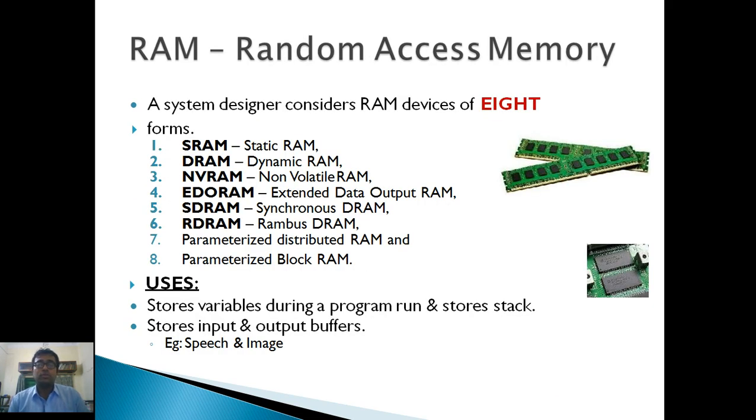So what we have now is known as random access memory. A system designer considers RAM devices of 8 forms. The forms are SRAM, static RAM; DRAM, dynamic RAM; NVRAM, non-volatile RAM; EDORAM, extended data output RAM; SDRAM, synchronous DRAM; RDRAM, Rambus DRAM; the 7th is parameterized distributed RAM, and the 8th is parameterized block RAM. Uses of RAM: it stores variables during a program run, stores the stack, and stores input output buffers.